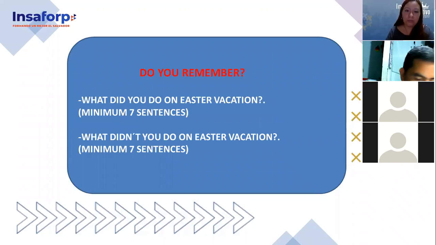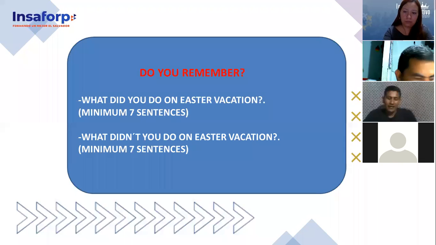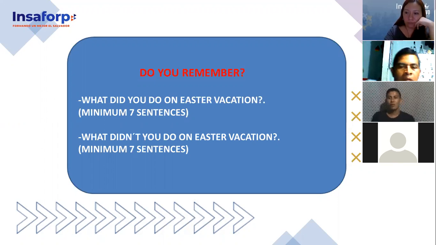What did you do on your vacation? I have 3 days of vacation. Friday, Saturday, and Sunday. On Friday, I went to the beach at San Diego with my co-workers. And on Saturday, I went to the beach, Costa del Sol, with my family and some friends. And on Sunday, my family and I ate fish only. Faltan tres oraciones, Juan.